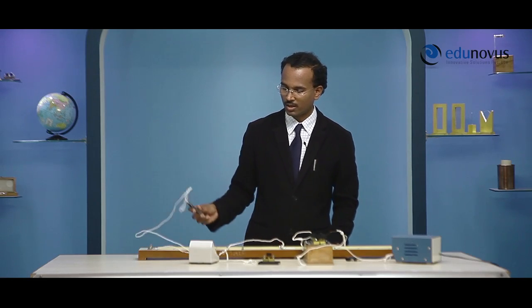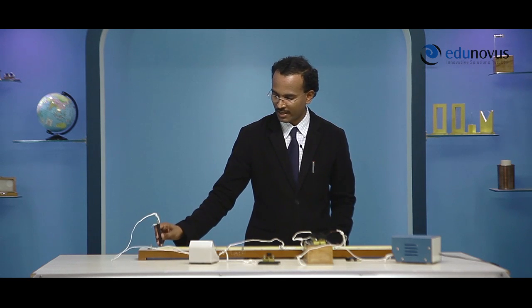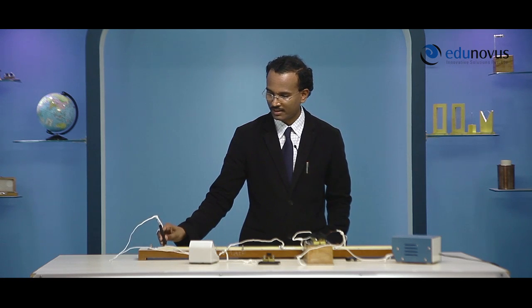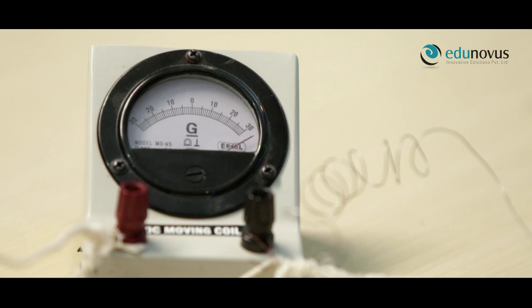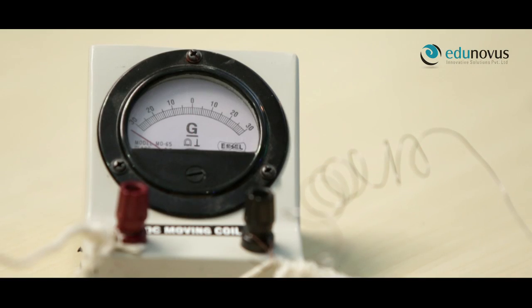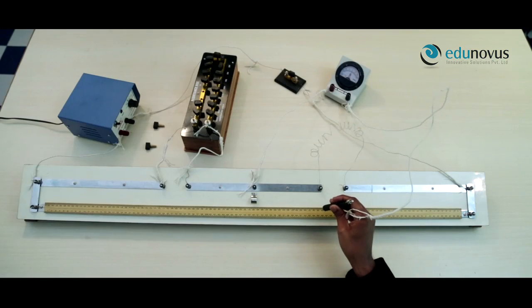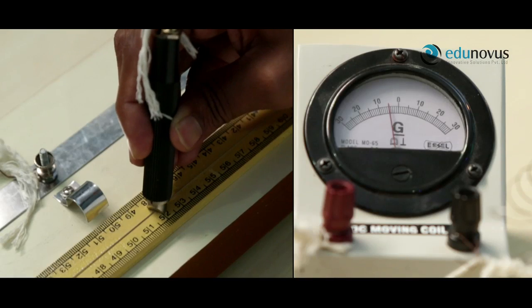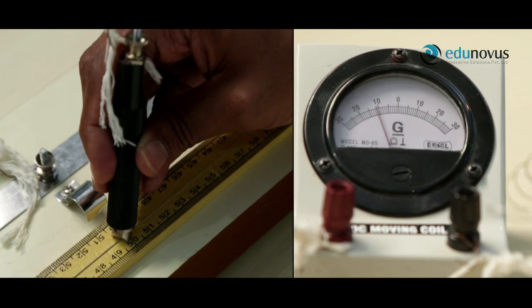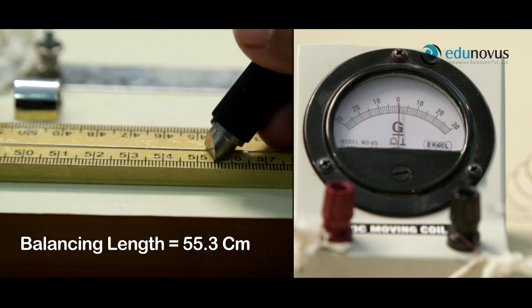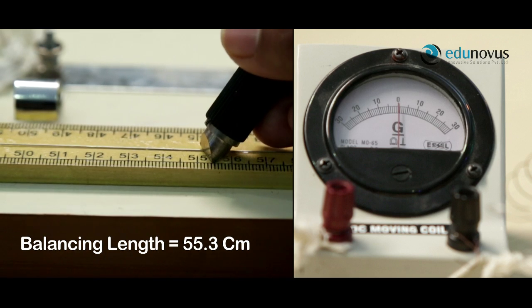And now with the jockey, I will start moving it gently across the meter bridge wire till the deflection becomes 0 in the galvanometer. So when I placed it at this end, the deflection went all the way to the right. And when I place it at the other end of the meter bridge wire, it went all the way to the left. So the 0 deflection point will be somewhere in the middle. So let me bring it gently and I find that the deflection becomes less and soon it becomes 0 at 55.3 centimeter.